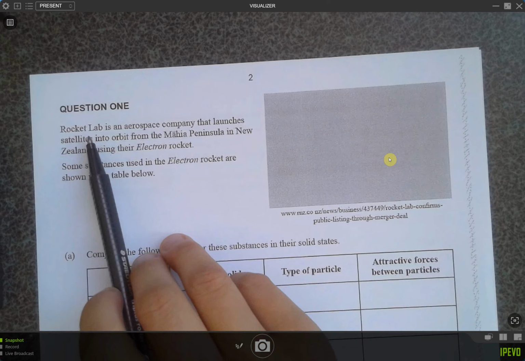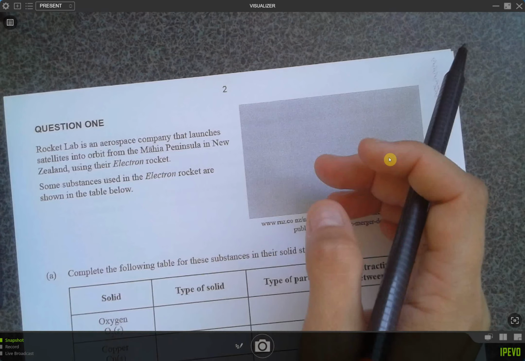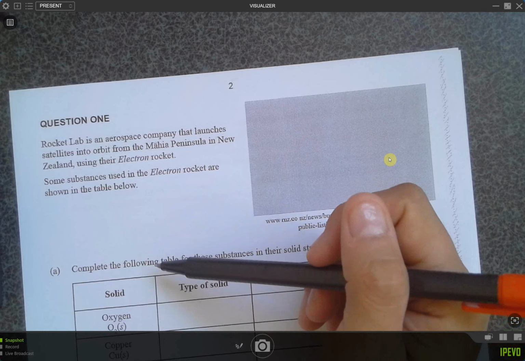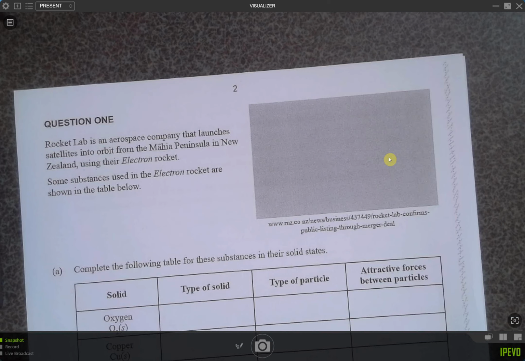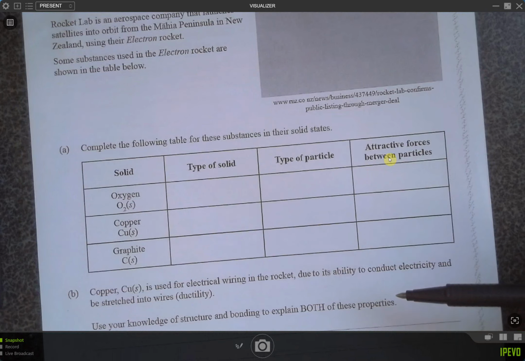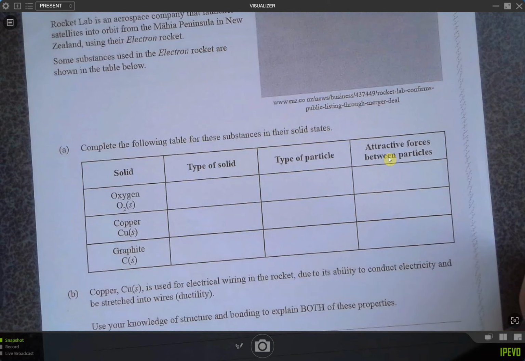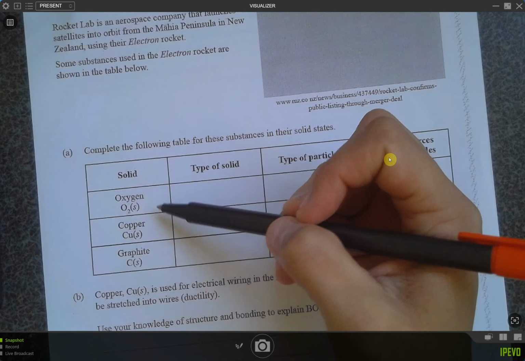In this example, they're talking about Rocket Lab, and they launched satellites into orbit using the Electron rocket. In the actual Google Doc, you'll have an image of it. But as I said at the start, they usually give you these sorts of tables. What's really key is the classification of that type of solid. Use the periodic table as a reference point to see what's metals and what's non-metals, because that'll help you make that decision. Oxygen is a non-metal.